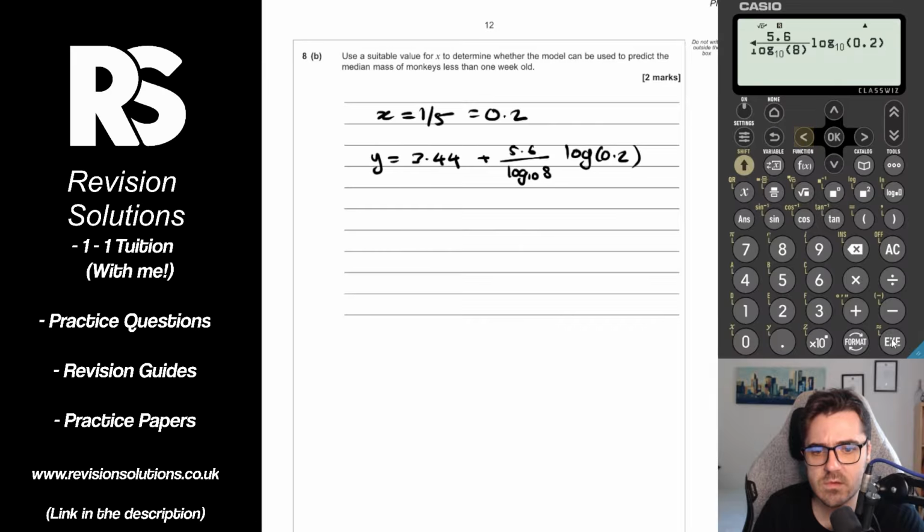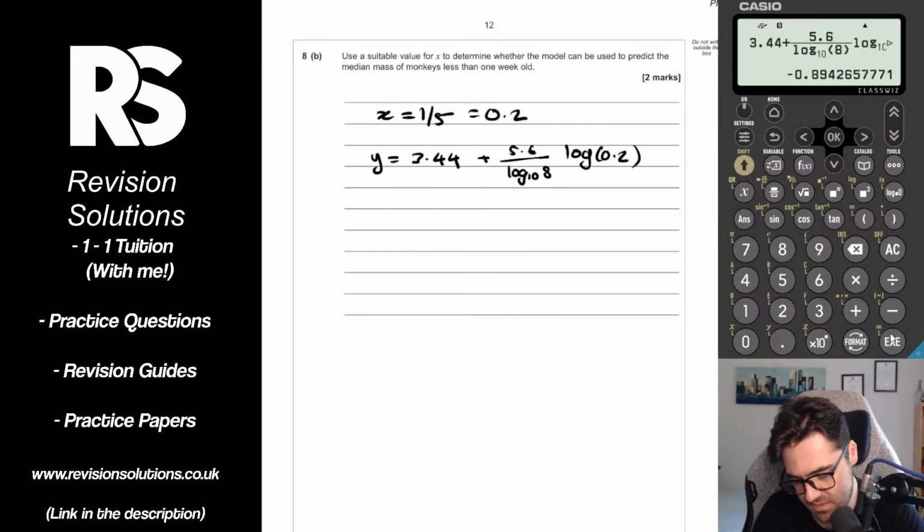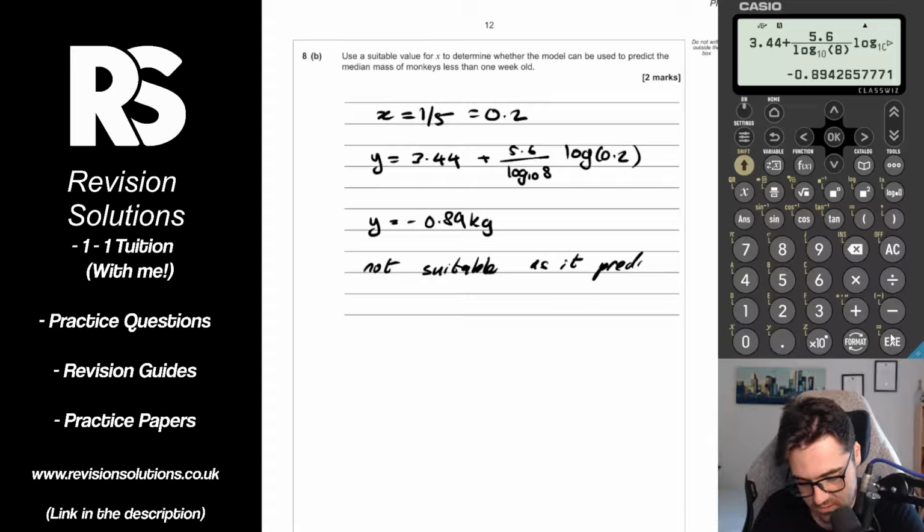That looks good. So that actually gives us a negative mass. So y equals minus 0.89 kilograms. So not suitable, as it's predicting a negative mass.